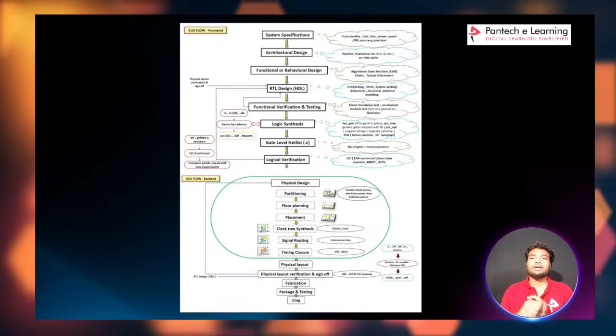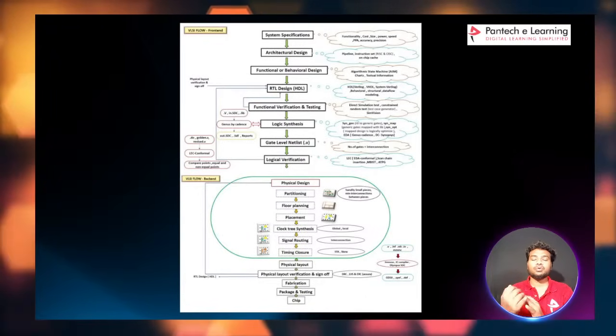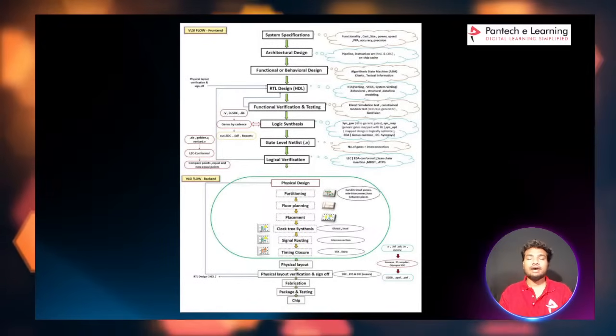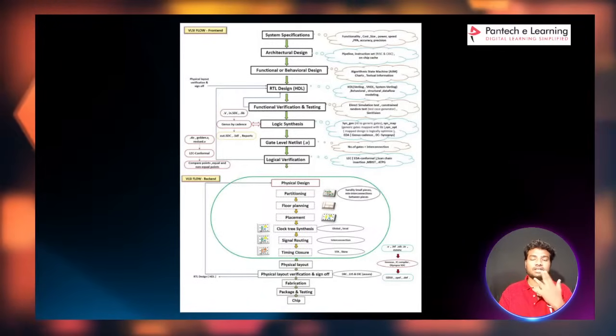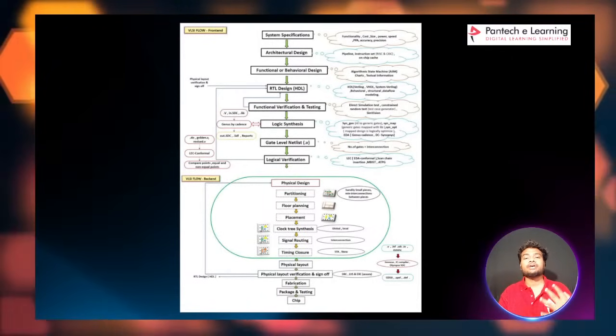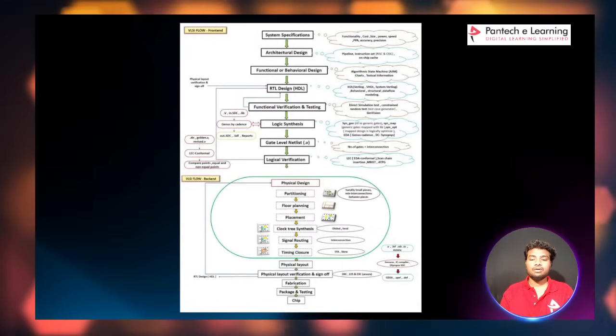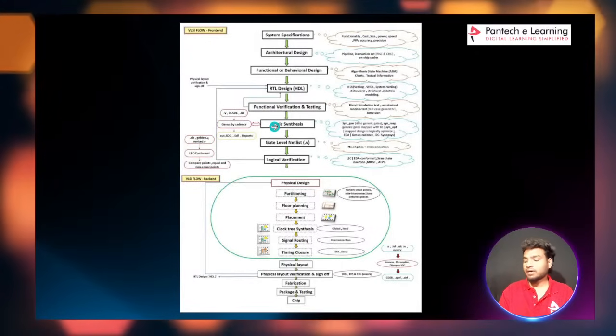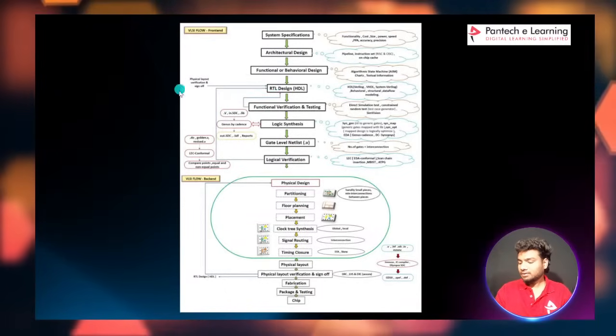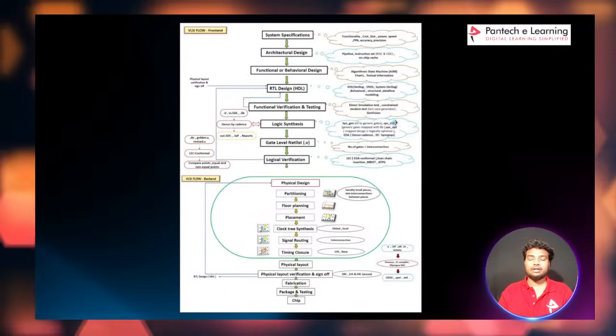Why? Because if there are any bugs, they will cause huge losses. So we have to make the chip without bugs. This is our third or fourth goal as a VLSI engineer. Okay, till now do you understand? Do you have any doubts? So let's get into another slide.